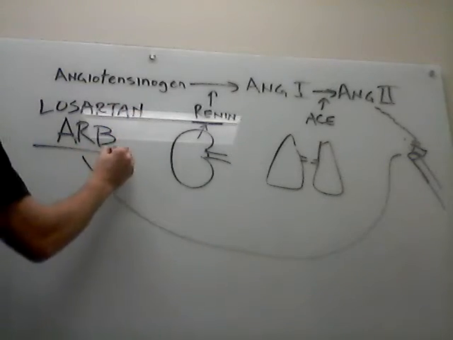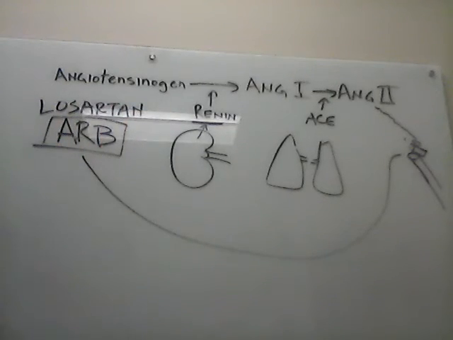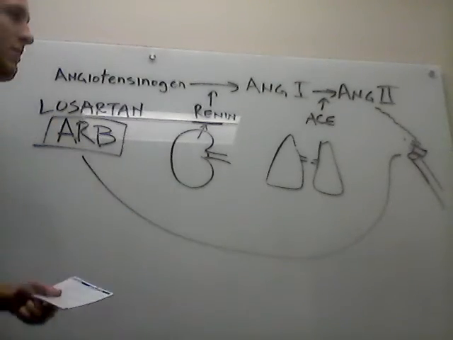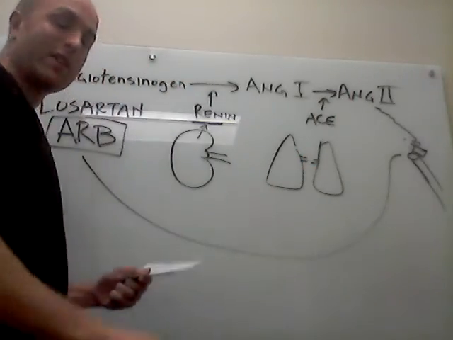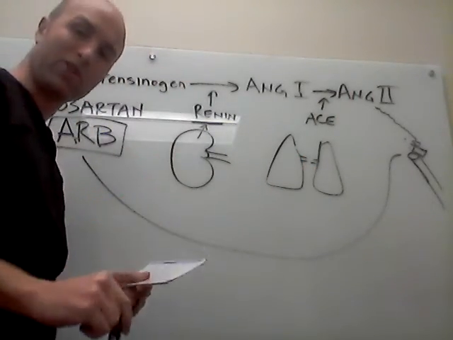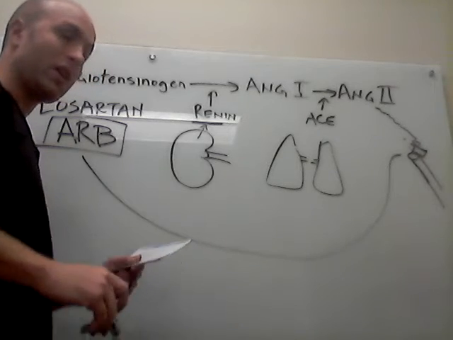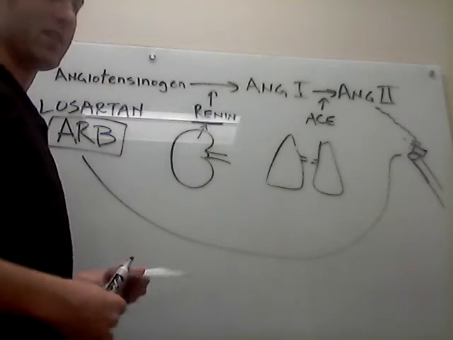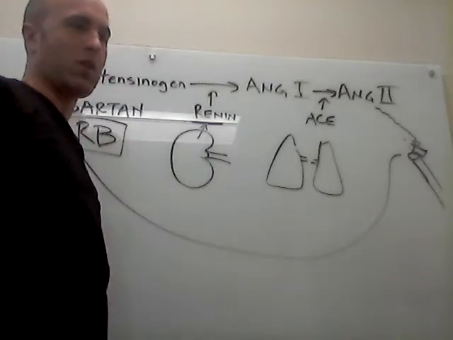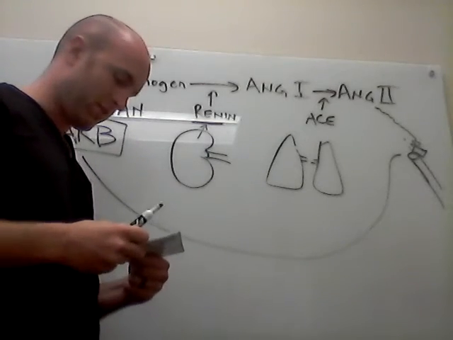Losartan is an angiotensin receptor blocker. It's an ARB, okay? So that's the drug we just talked about. Where does it work in this whole process? Right there. What's it going to do? It's going to decrease your blood pressure. If you decrease your blood pressure, that's good because now your body's not going to freak out and end up doing all those things we talked about earlier that are going to kill you.